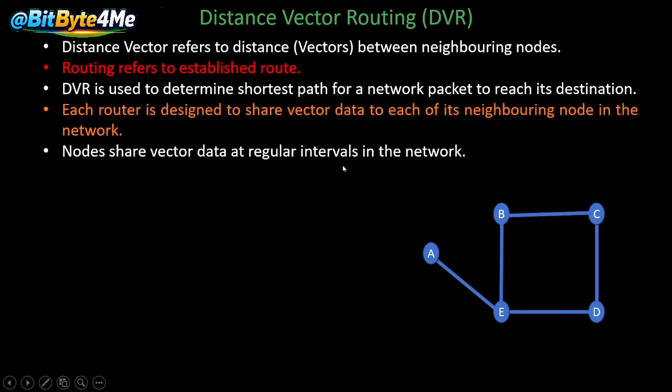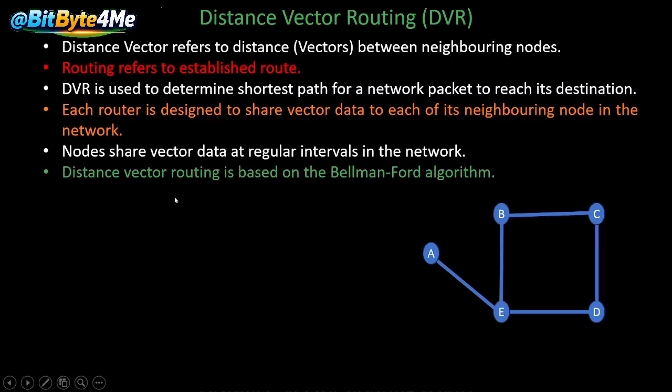Nodes share vector data at a regular interval in the network, and there is some interval set so that after a few seconds or a few milliseconds they have to update their neighbors. Distance vector routing is based on the Bellman-Ford algorithm.